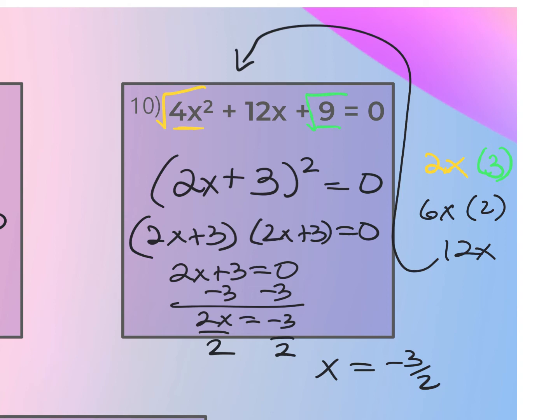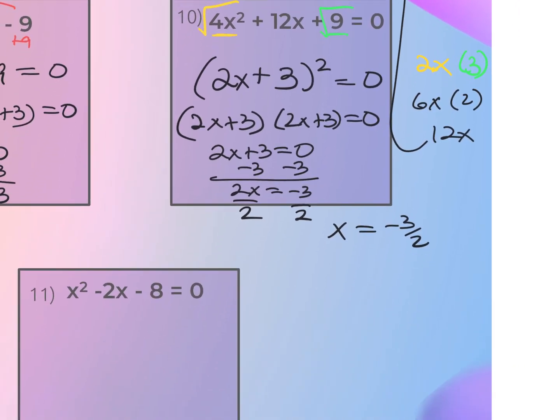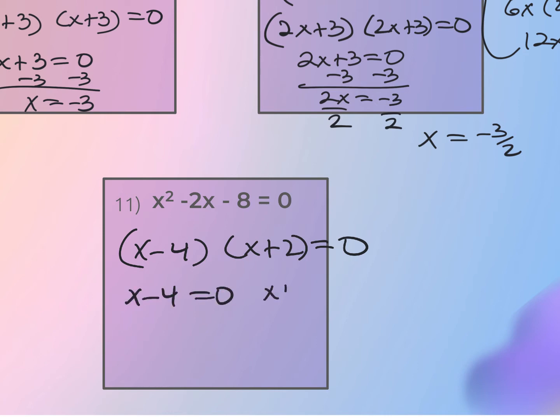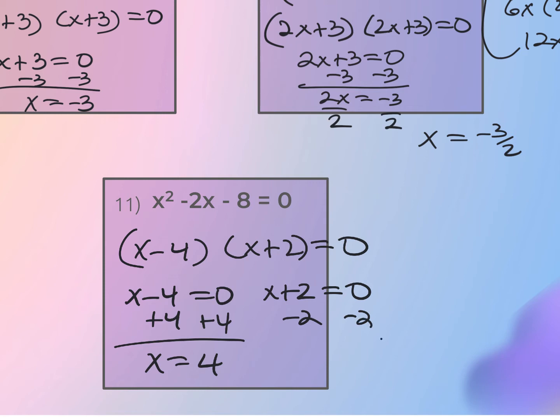Now, number 11, if you think about it, it looks just like number 4. The only difference are the signs. Same numbers and letters, but we switched up the signs on it. So factors in negative 8, that'll give me negative 2, and that's going to be x minus 4 and x plus 2. Set each of the factors equal to 0. Add 4. X equals positive 4. And x equals negative 2.